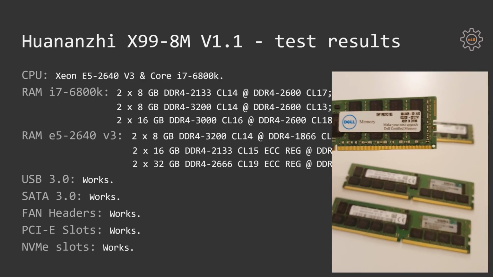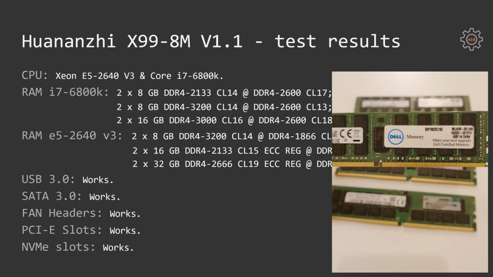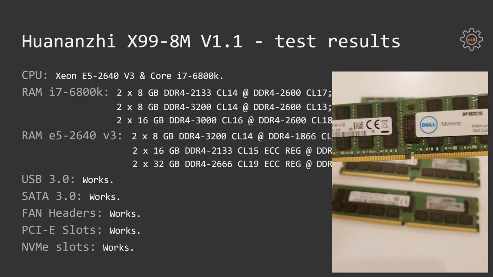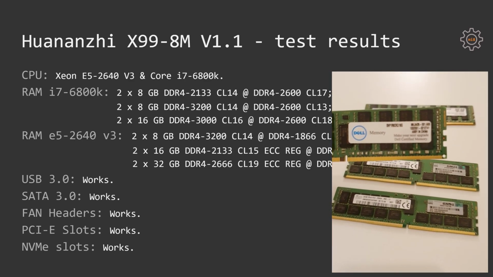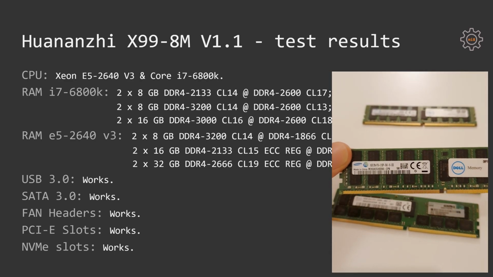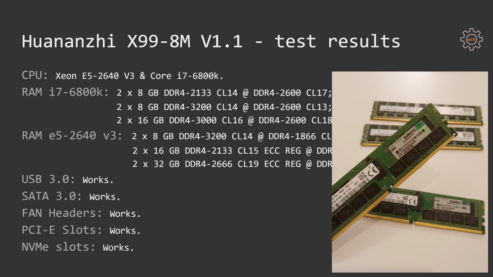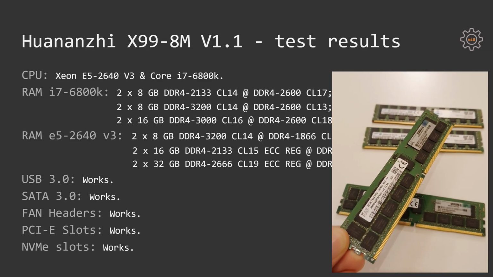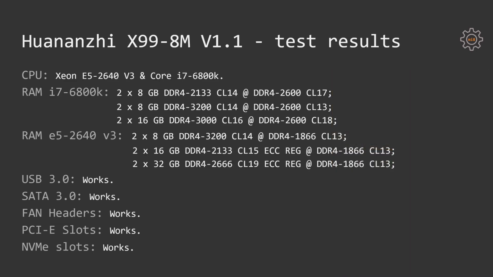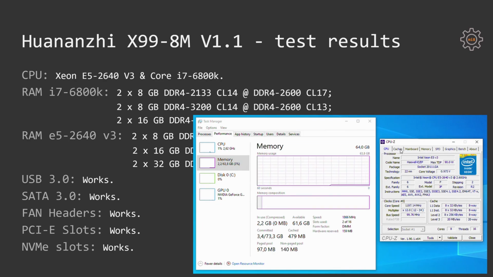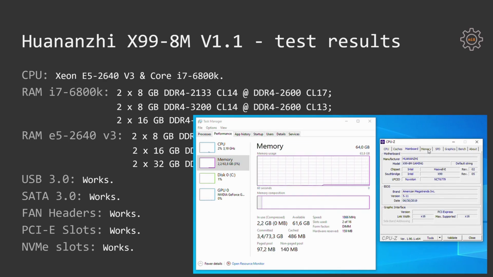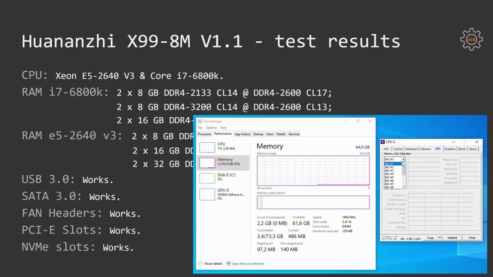Two sticks of 16GB each, DDR4-2133, CL15, ECC registered server RAM, also working at DDR4-1866, CL13. And the last one, two sticks of 32GB each, DDR4-2666, CL19, registered ECC RAM, also working at DDR4-1866, CL13. Thus, even though this motherboard has just two memory slots, I can say for sure that it can support up to 64GB of RAM, maybe even more if you can find memory sticks with 64GB each, but I can't guarantee that.